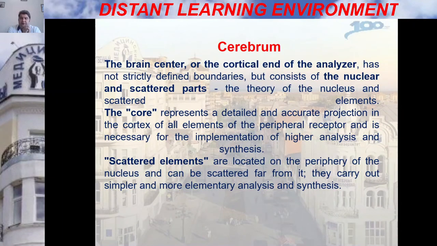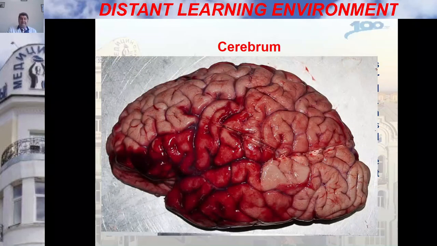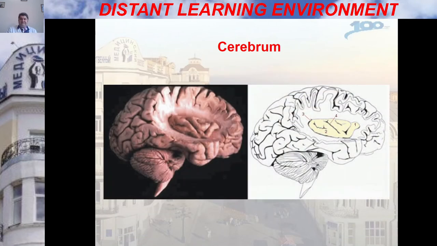The core or nucleus of cortex represents in detailed and accurate projection the cortex of all elements of a peripheral receptor and is necessary for the implementation of higher analysis and synthesis. And scattered elements are located on the periphery of nucleus and can be scattered far from it. They carry out simpler and more elementary analysis and synthesis. And also you may see cortex on this picture. On this picture you may see in details insula part.